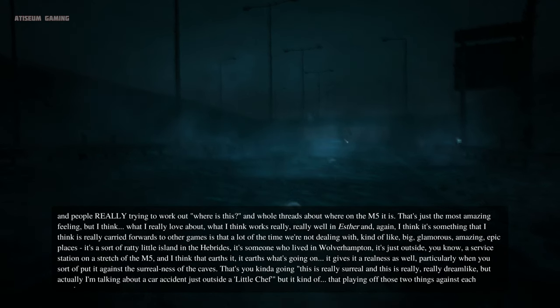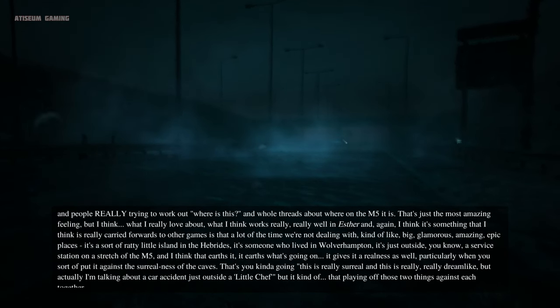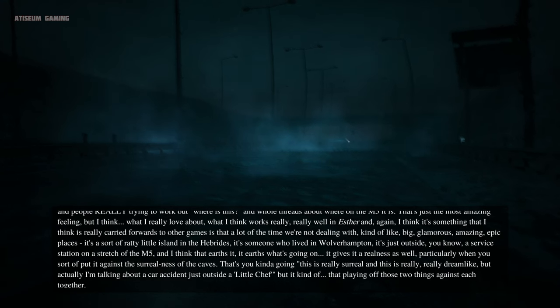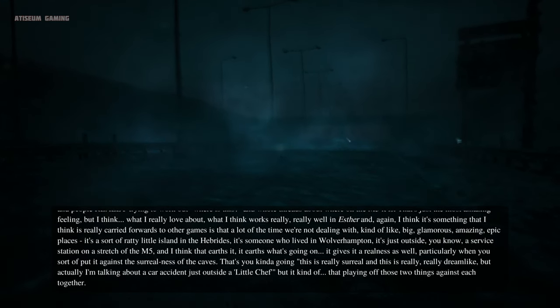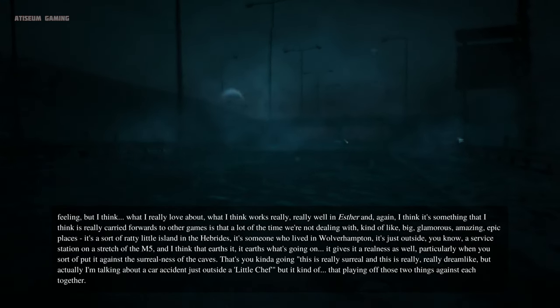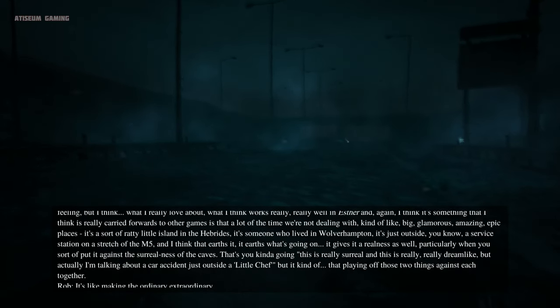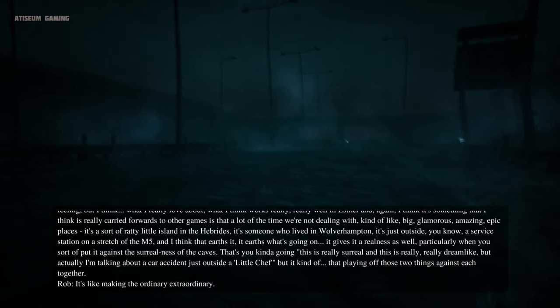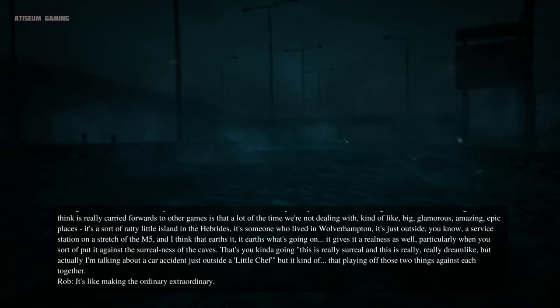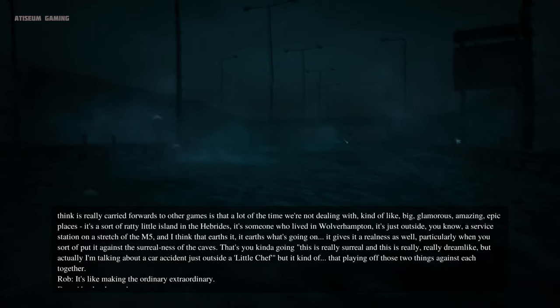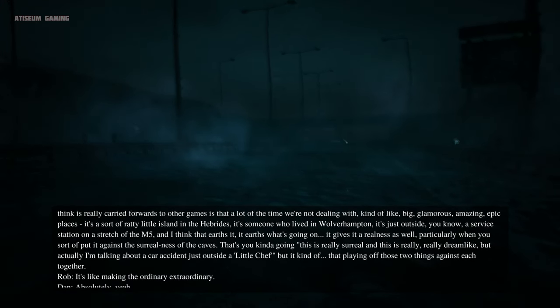And I think that earths it, gives it a realness as well, particularly when you put it against the surrealness of the caves. Actually going, this is really surreal and really dreamlike, but I'm talking about a car accident just outside a Little Chef, and playing those two things off against each other. It's like making the ordinary extraordinary. Absolutely, yeah.